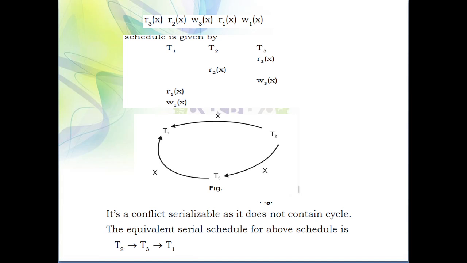In this way I got the serial schedule for this given schedule, because in the numerical it is asked to determine the serial schedule. You are able to determine a serial schedule when the schedule is conflict serializable, that is, when the precedence graph does not consist of a cycle, then we can say that the schedule is conflict serializable. Suppose it is conflict serializable, then you can generate the serial schedule.